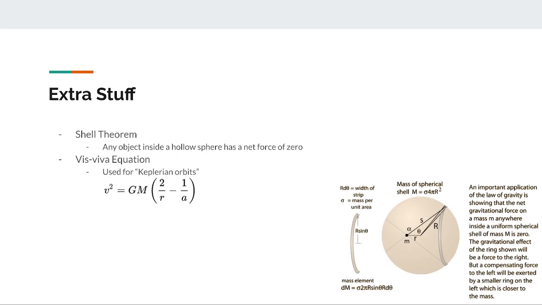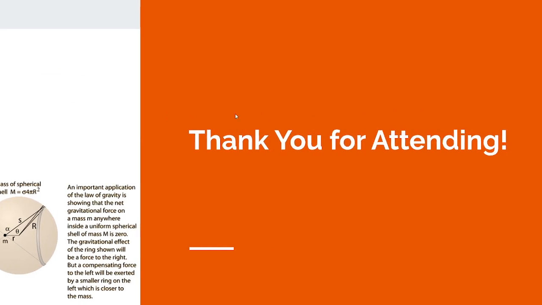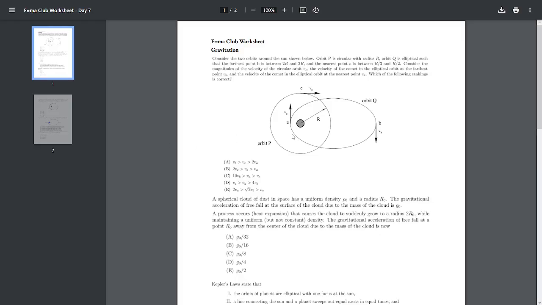But let's go back to our scene. I'm pretty sure that's it for the slideshow. Yep. So let's go to our questions. Consider the two orbits around the sun shown below. Orbit P is circular with radius r. Orbit Q is elliptical such that the furthest point B is between 2r and 3r, and the nearest point A is between r over 3 and r over 2.